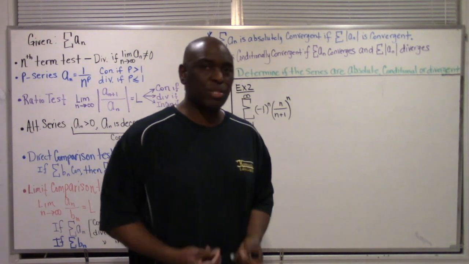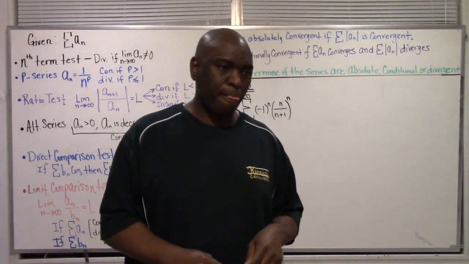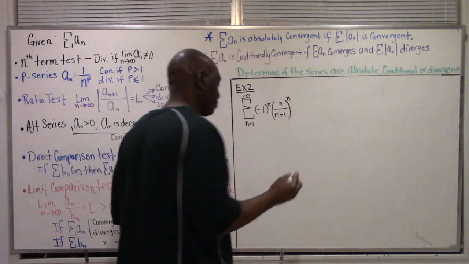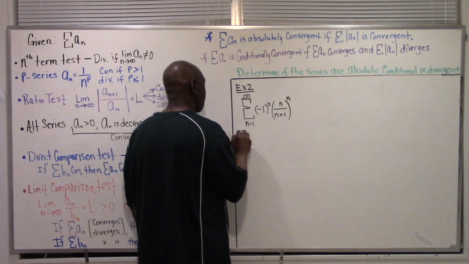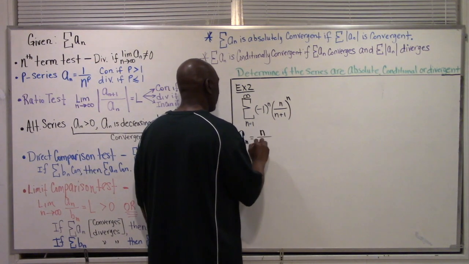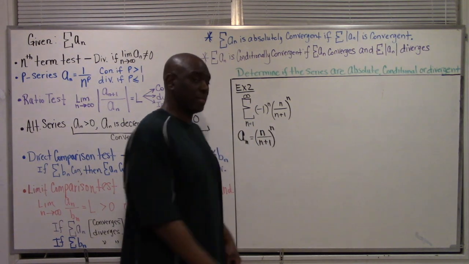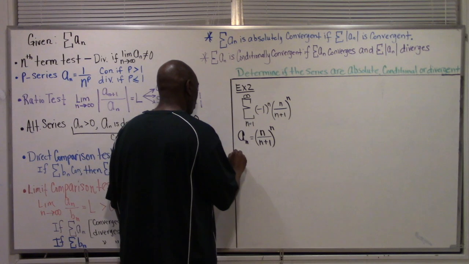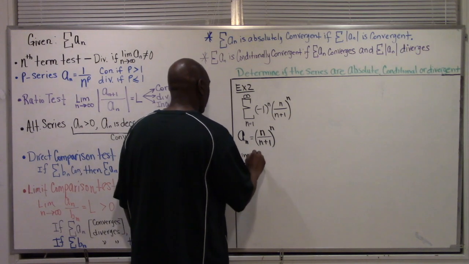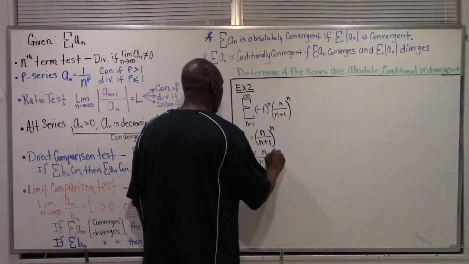That's first. So, always start with the what? The nth term test for divergence, all right? By taking a_n and finding the limit as n gets increasingly large. So our a_n is n divided by n plus 1, all this to the power of n. Let's go after the limit. So we want the limit as n goes to infinity of n divided by n plus 1 to the power of n.